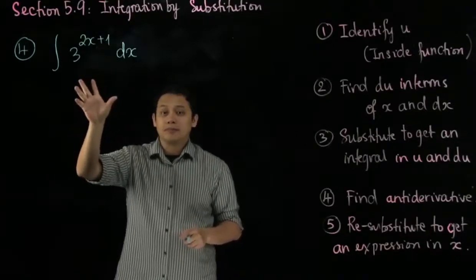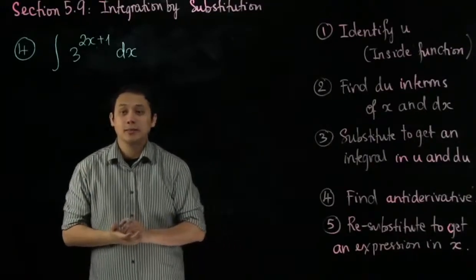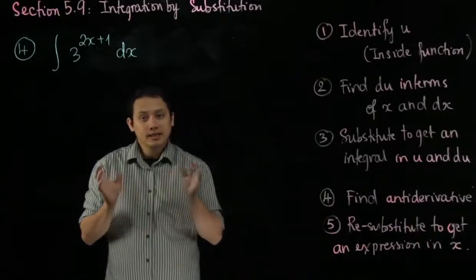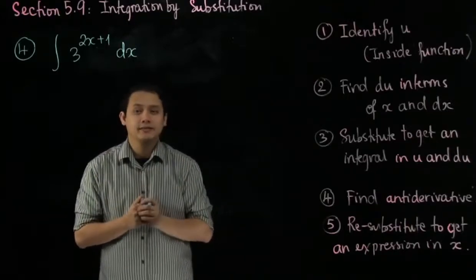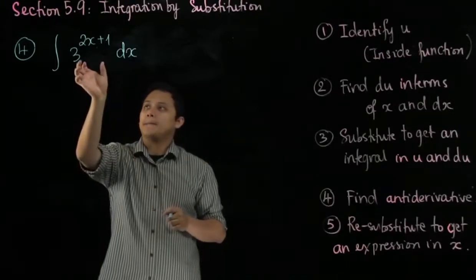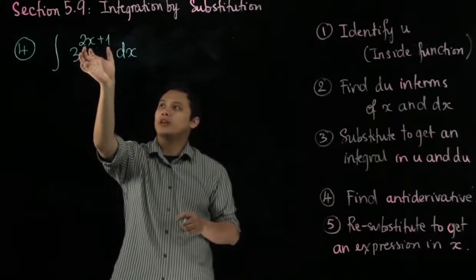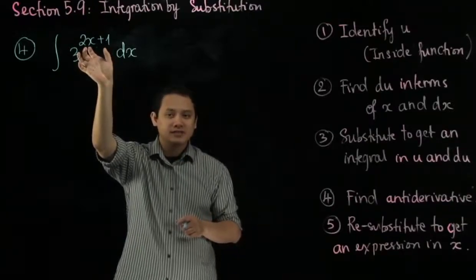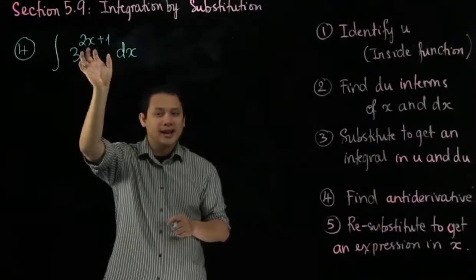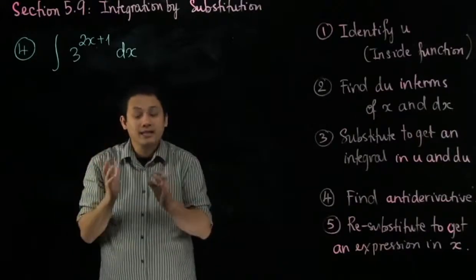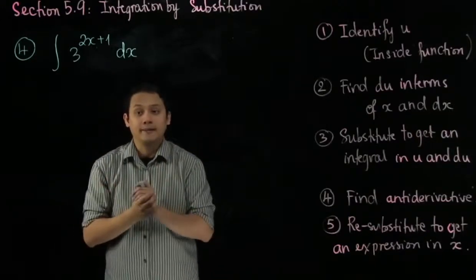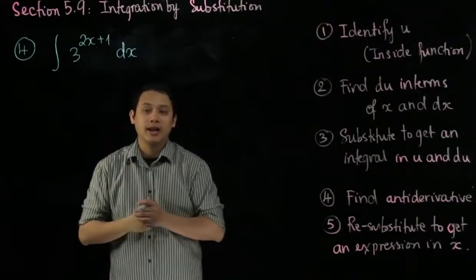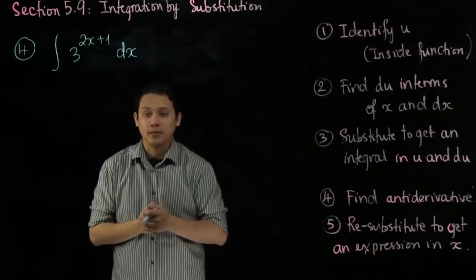So for this problem, the integral of 3 to the power 2x plus 1 dx, it's a little bit hard to find the inside function. But when you look at the function 2x plus 1 and you say, okay, if I take the derivative of 2x plus 1, I have something related to the constant only, which helps, right? So because of that, I'm going to choose 2x plus 1 as the inside function, okay?